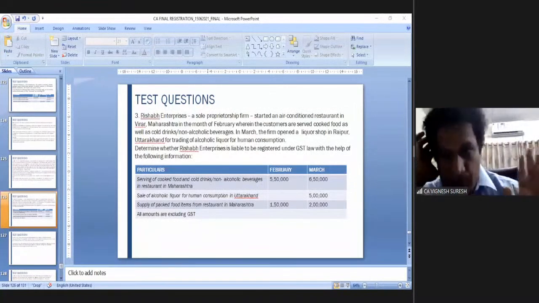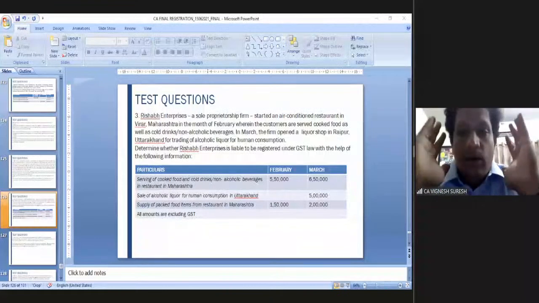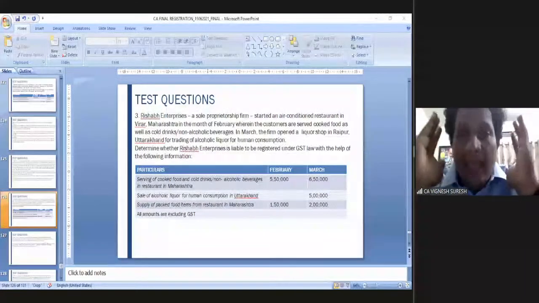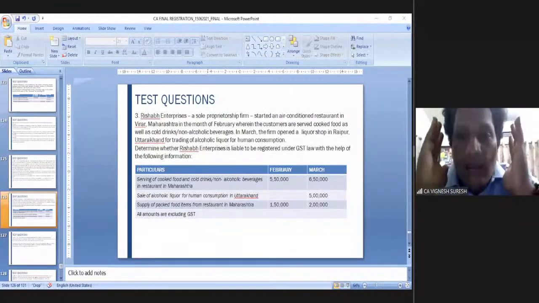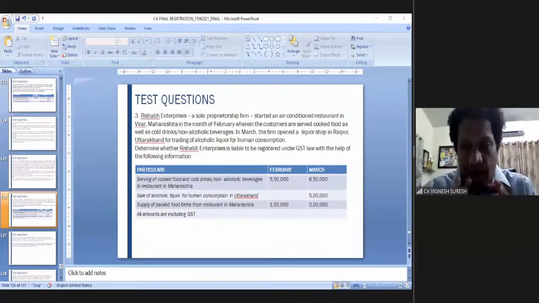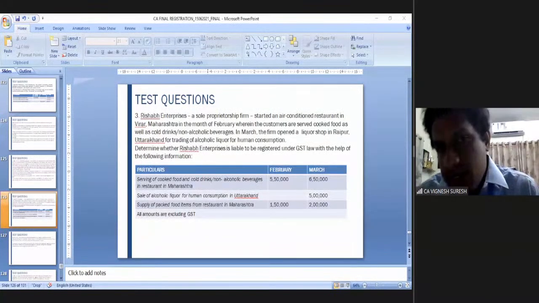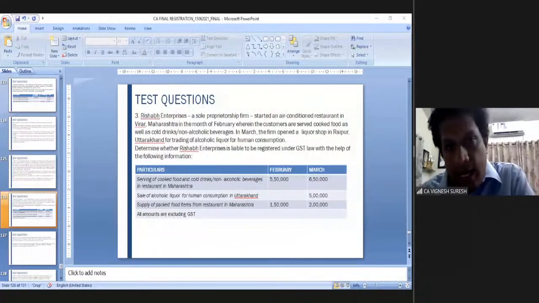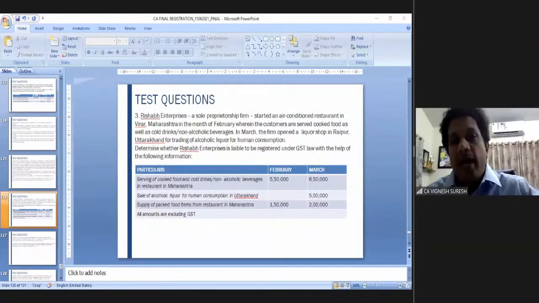Please remember, when you are calculating the aggregate turnover, we have to calculate the non-taxable supply also. Very, very interesting, important point. Please write it down. When I'm calculating aggregate turnover, I have to take into account the non-taxable supply as well.